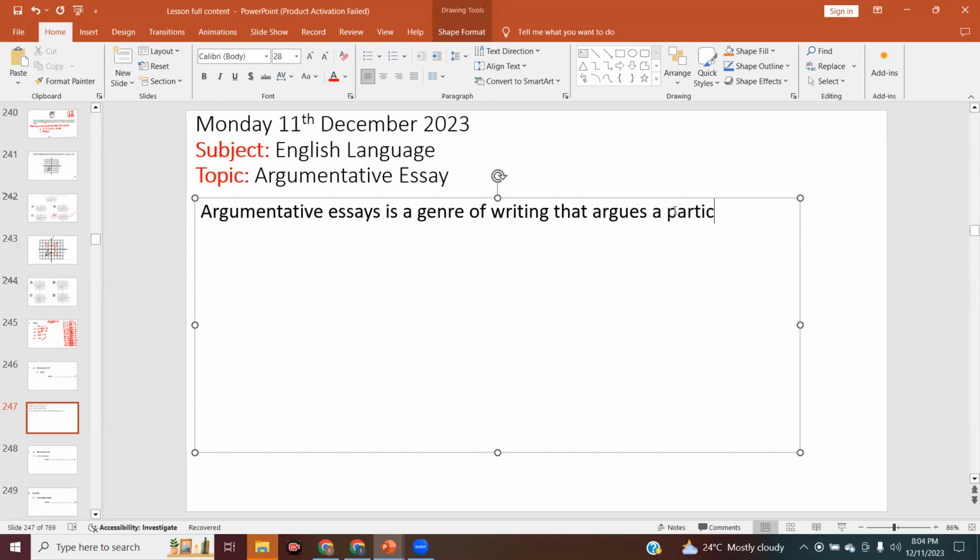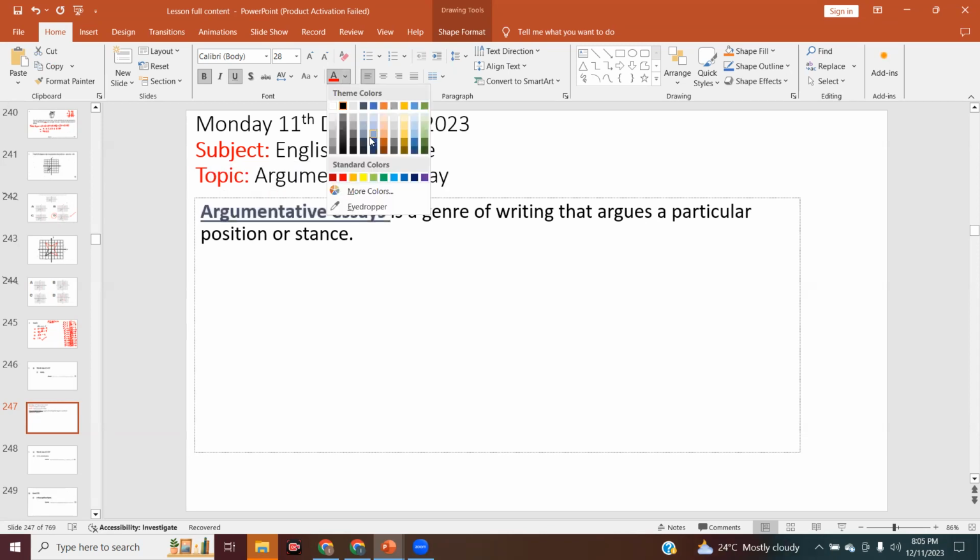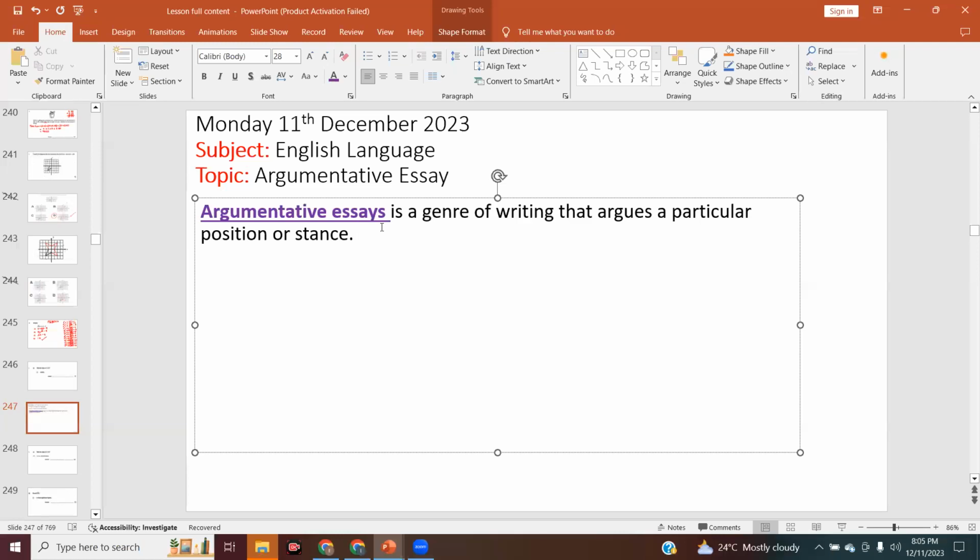So, position or stance. Okay. An argumentative essay is a genre of writing that argues a particular position or stance. And when we say stance, that's basically another word for position. So whatever your position is, whatever your viewpoint is, you're basically trying to tell the reader why you believe this particular thing. And in some ways, you're trying to persuade them to believe the same thing as well.